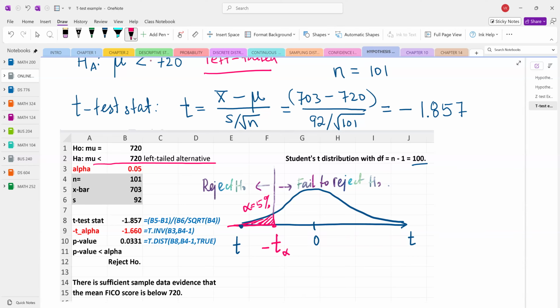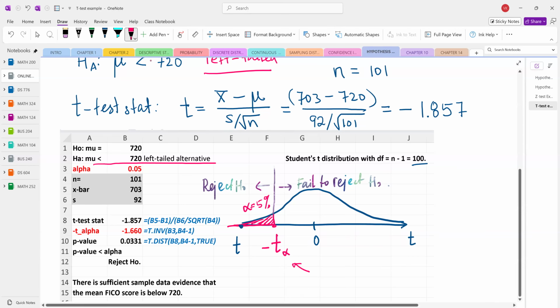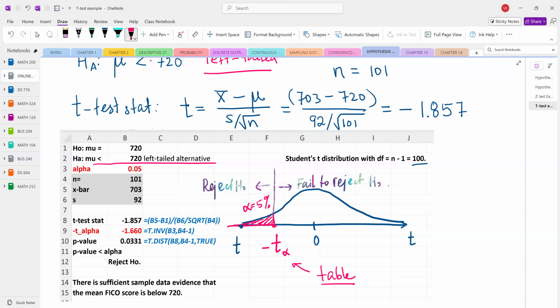So this critical value can be found in the table. This is either the value you look up in a table, or you can calculate it using technology such as Excel.